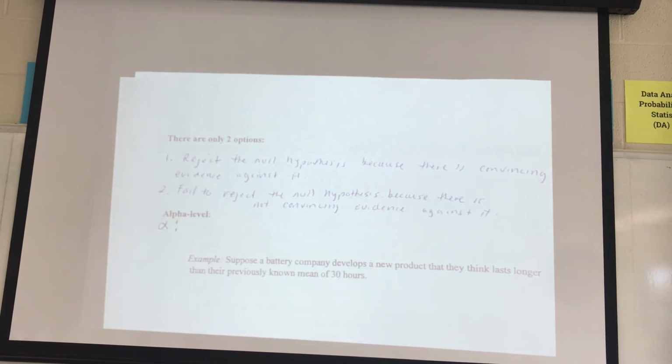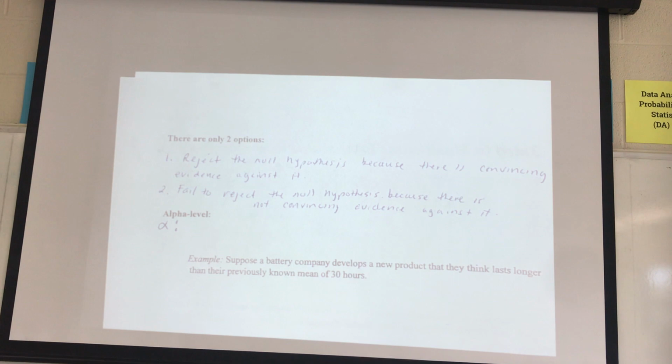Okay, let's talk about the alpha level. The alpha level has to be set in advance. So when you are setting up a hypothesis test, within the body of the problem, it will tell you the alpha level. If it doesn't tell you the alpha level, we default to an alpha level of 0.05. We'll talk more about that next class. The alpha level is what you're going to compare the p-value to.